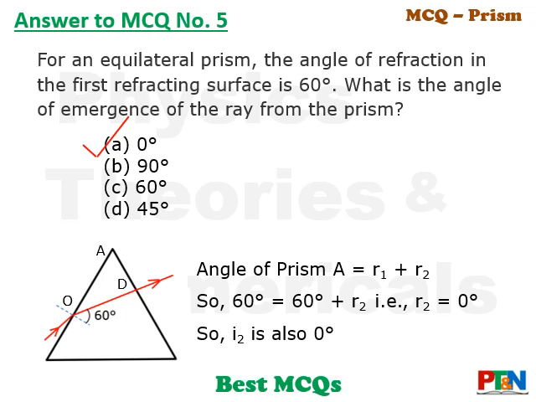Second, you can have a look at the diagram. You look at the triangle OAD. You have been given the outside angle of angle O as 60 degree, so angle O is 30 degree. It is an equilateral prism, that is angle A is 60 degree, so angle D is 90 degree. If the angle D is 90 degree, that means the angle of emergence is 0 degree.